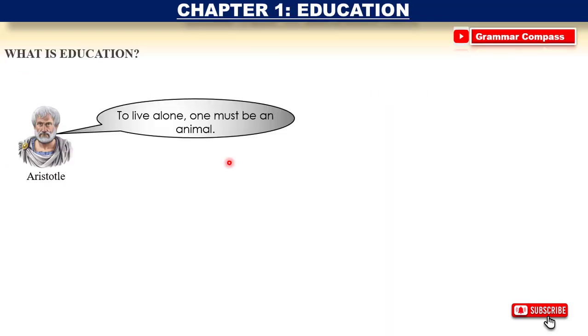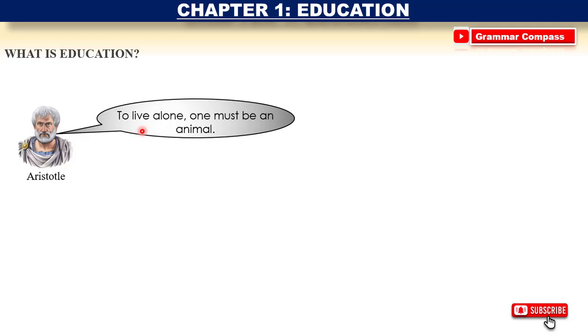What is education? Aristotle once said, "To live alone, one must be an animal." Human beings are social creatures. We live in communities and interact with others. And because of that, we need to learn how to behave, how to communicate, how to work and live together. So in the context of education, Aristotle's quote implies that in order to function effectively in the society, we need skills, we need knowledge, we need values, and we need attitudes.